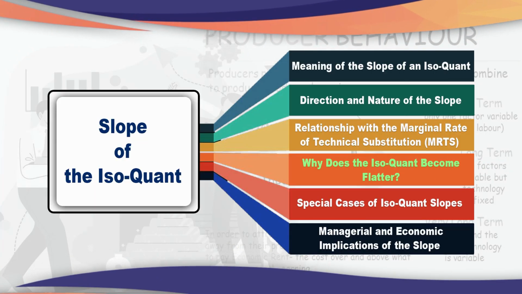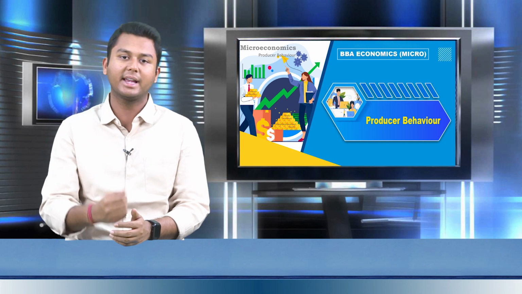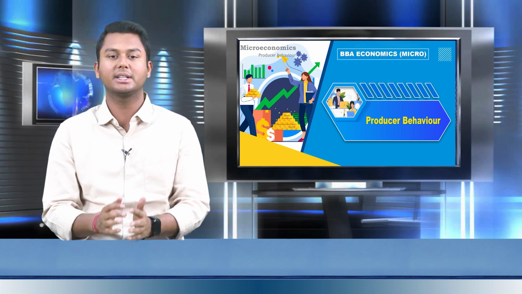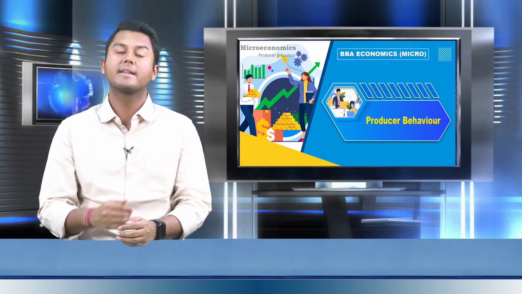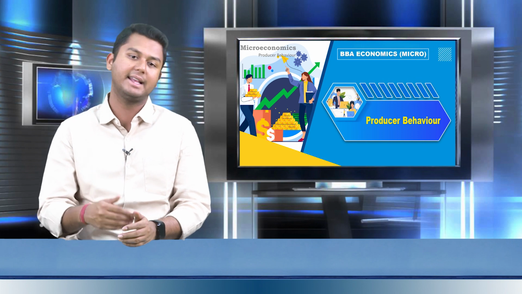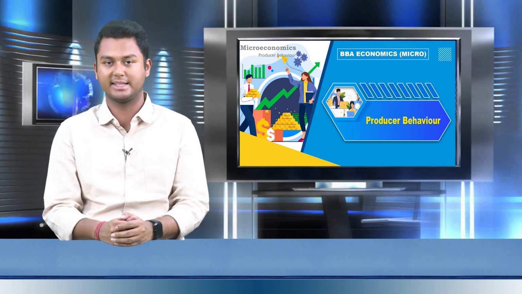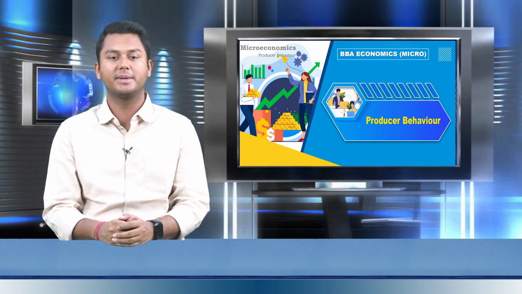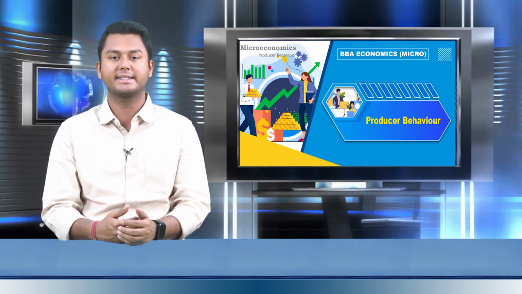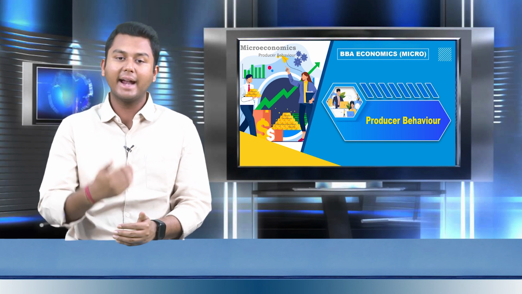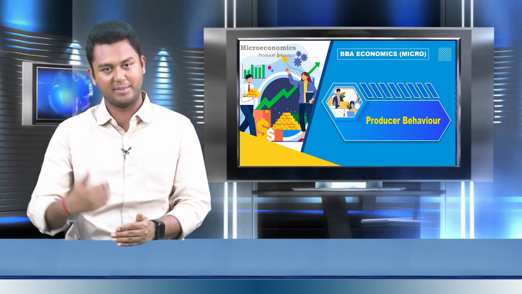Now, why does the isoquant become flatter? As we have discussed and looking at it in detail, as one moves down along the isoquant, the curve becomes flatter because the additional units of the increasing inputs become less and less effective in replacing the decreasing input. This follows what is already known as the law of diminishing marginal productivity, which states that as more of one input is used, its additional contribution to the output diminishes.